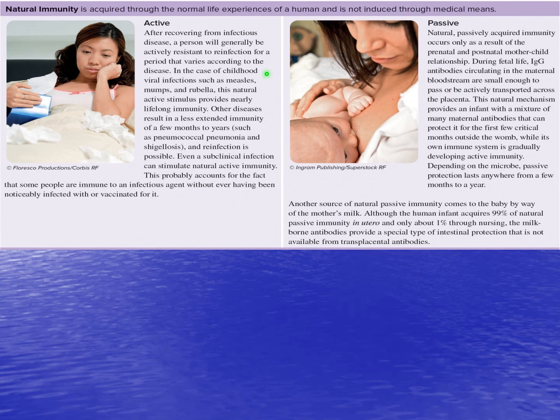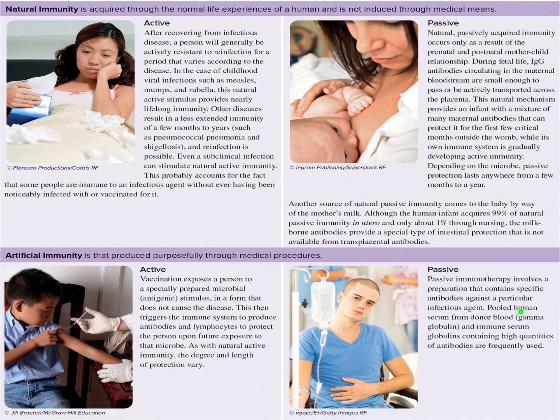So natural immunity is acquired through normal life experience. The active form, again, is simply getting the disease and recovering from it. Passive naturally acquired immunity is going to be maternal antibodies. Artificial immunity, the active form, is with vaccination. Does your immune system make an immune response? Well, we hope so. That's why we're giving you the vaccination. And then passive immunotherapy involves preparations that contain either specific antibodies or sensitized T cells that we give to the patient.